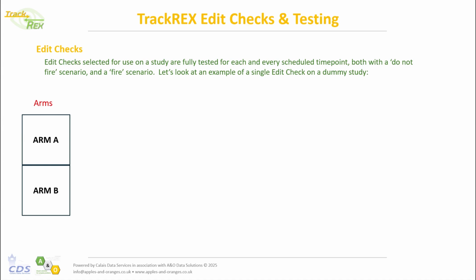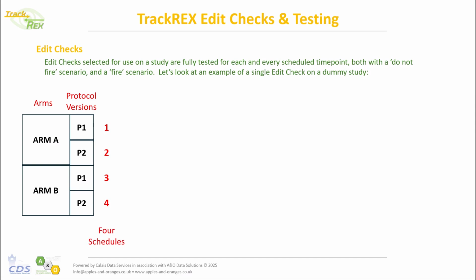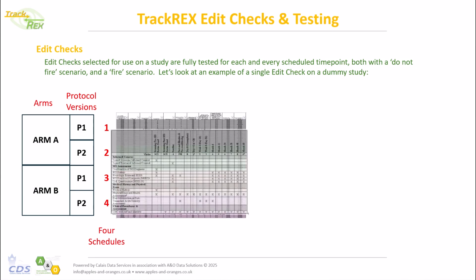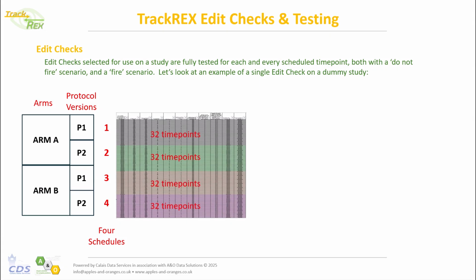This study has two treatment arms, Arm A and Arm B. It also has two protocol versions with different sampling schedules, with 4 different schedules in total. The TrackREX team will map all these schedules into the TrackREX tool. Let's say each schedule has an expectation of 32 sample draws. This results in 128 individual sampling time points.